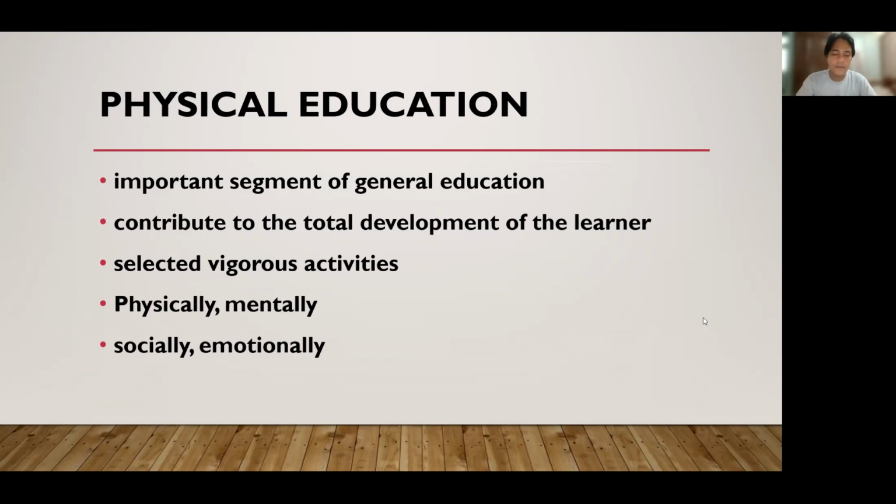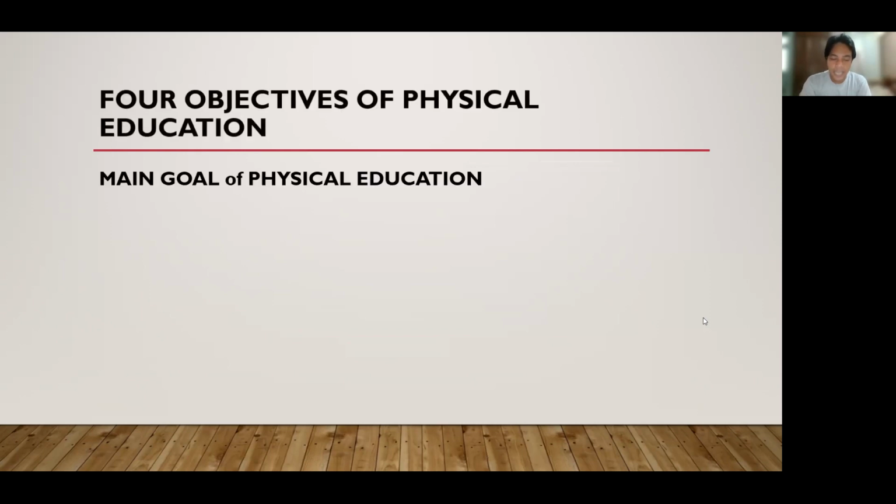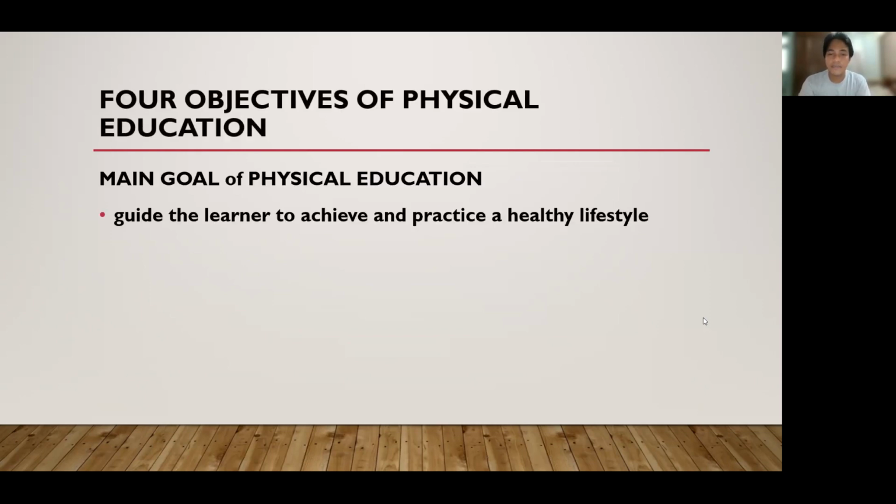Okay? So now, let us know what are the main objectives of physical education. Actually, there are four objectives of physical education. But before we proceed to the four, let us know first the main goal of physical education. The main goal of physical education is to guide the learner, which is all of you, to achieve what?